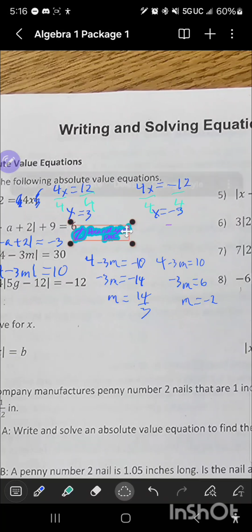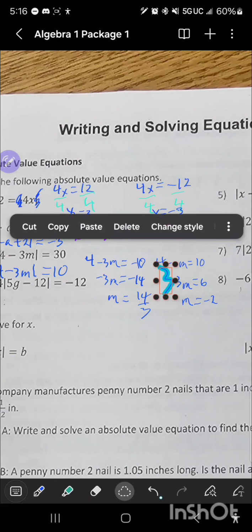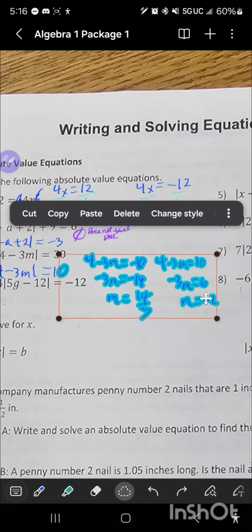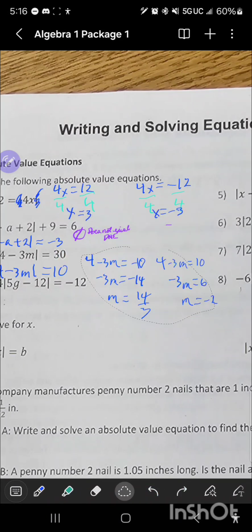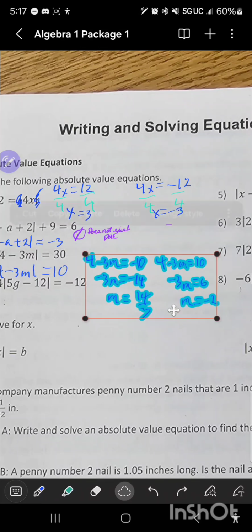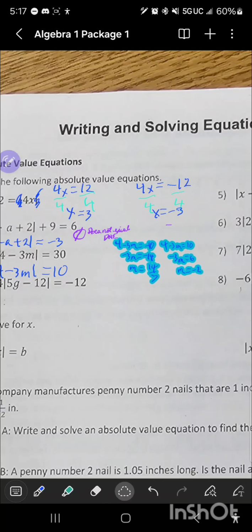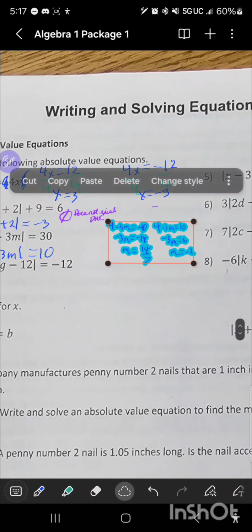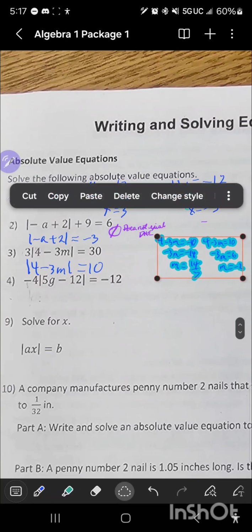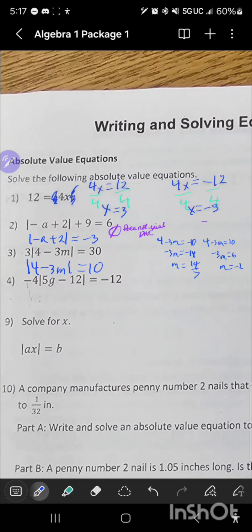Let me make this smaller. Now, let's continue. Let's go to the next example.